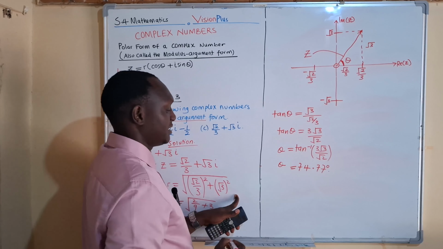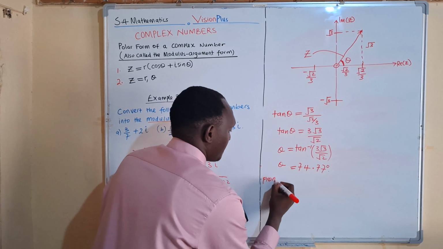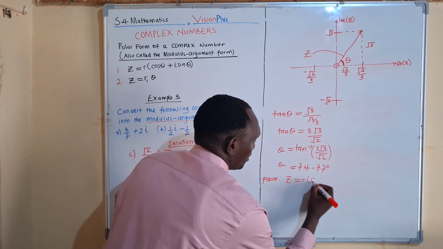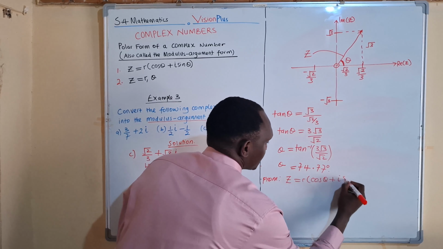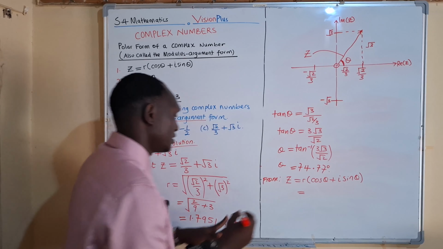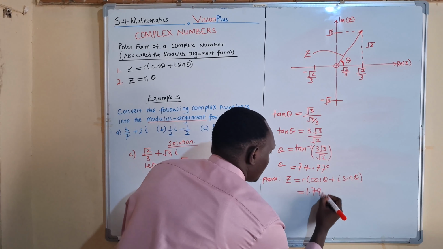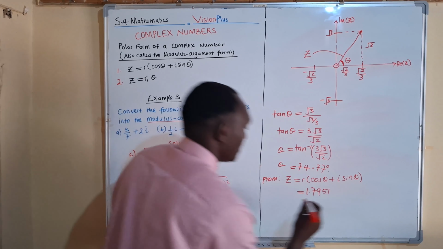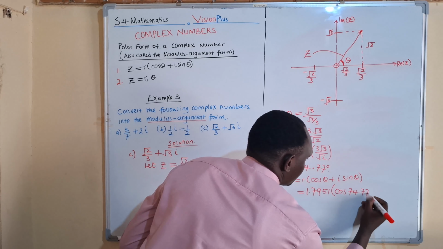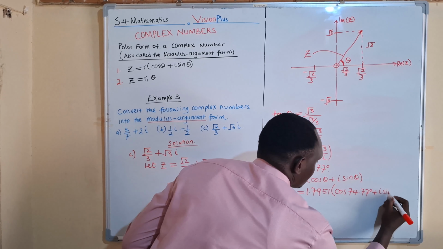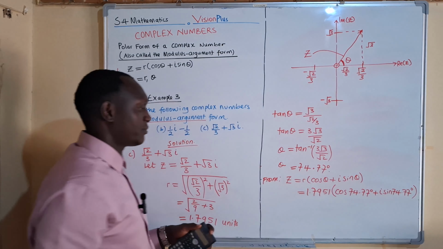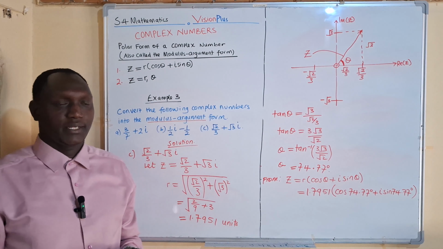After getting argument theta, you say from the polar form given as z is r into cos of theta plus i sine of theta. That means here we substitute for r, which is 1.7951. Yes. Then you open the bracket and say cosine of the angle 74.77 degrees plus i sine of 74.77 degrees and close the bracket. That is the modulus argument form.